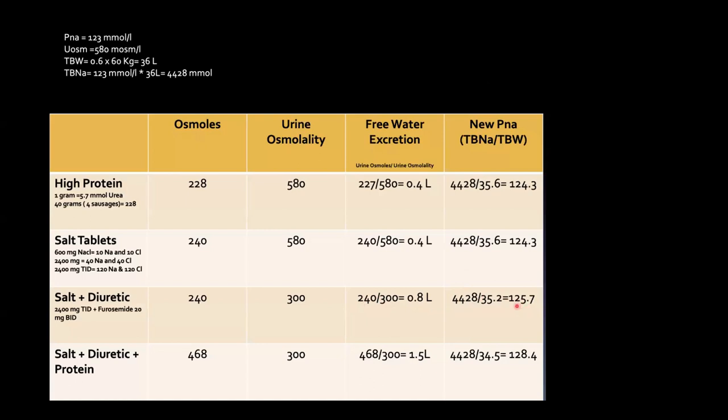Now you will ask me, well, why did the total body sodium not increase? Remember, you are dealing with SIADH. In SIADH, there is no abnormality in sodium excretion. Whatever sodium you put in, it will come out. So the total body sodium was 4428. And at the end of sodium chloride tablets and urea, it will still be 4428. Yeah, there is no change in the total body sodium.